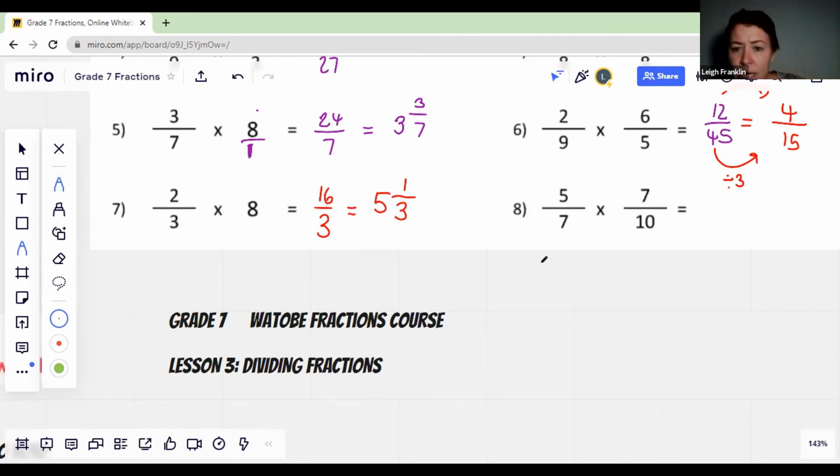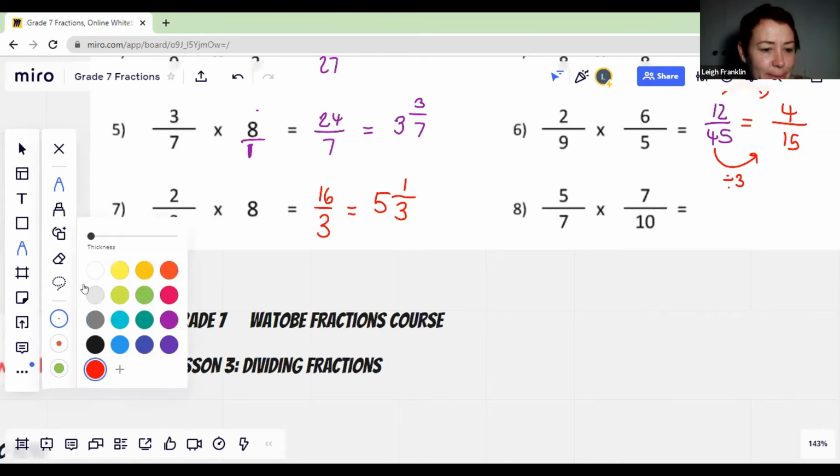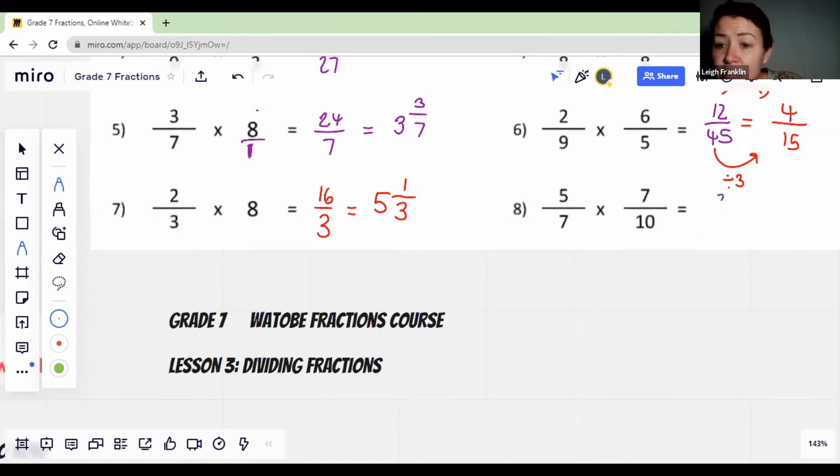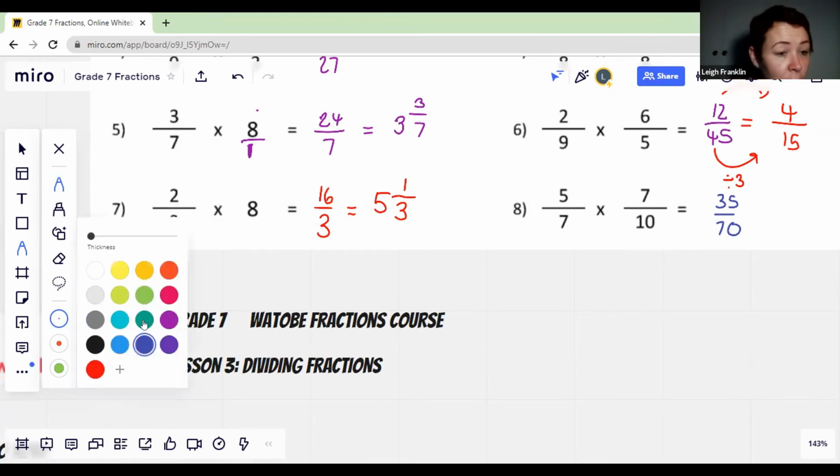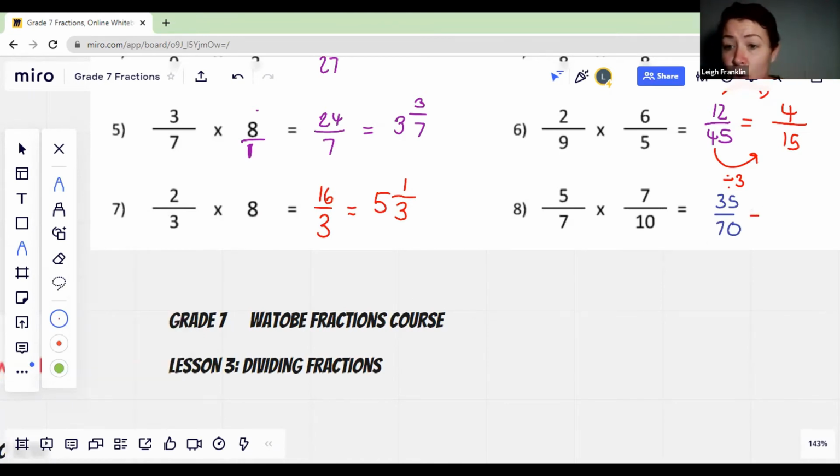Okay, so then Tumelo, didn't I say that the last one, number 8, was going to be yours? Yes, ma'am. Okay, so Tumelo, there you go. What did you get for number 8? 35 over 70. 35 over 70, very good. Do we think we can leave our answer as 35 over 70, or can we simplify? What do you think, Tumelo? Simplify. Indeed. So what would you divide the top and the bottom by? By 5. By 5, you could.